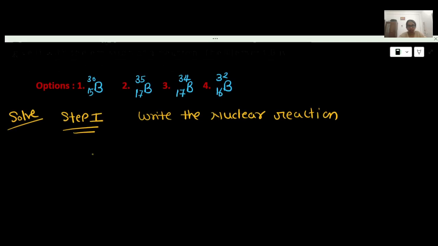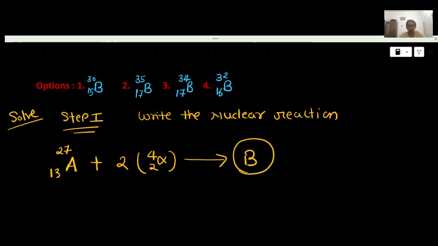As given in the question, there is a particle with mass number 27 and atomic number 13, plus the bombardment of two alpha particles. Each alpha particle has mass number 4 and atomic number 2, and it forms B, our target, releasing a neutron. It is as per the rule of nuclear chemistry.